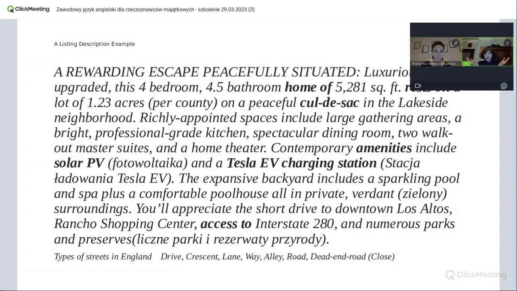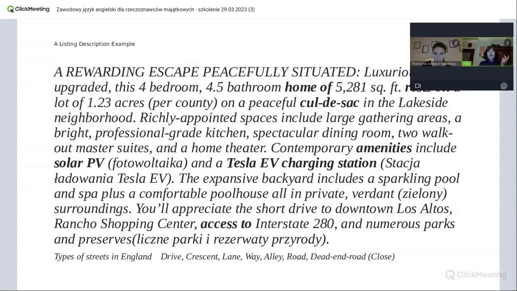The expansive backyard includes a sparkling pool and a spa, plus a comfortable pool house, all in private, verdant. It means like green, but green in the sense that you've got bushes and plants, surroundings. You will appreciate the short drive to downtown Los Altos Rancho Shopping Center, access to Interstate 280, and numerous parks and preserves. I translated it into Polish, liczne parki i rezerwaty przyrody. So if you just remove all these words which are really not good for the valuation report, it's quite a nice description, right?